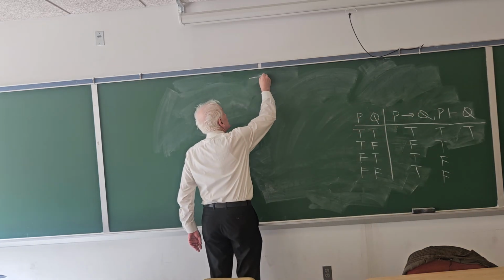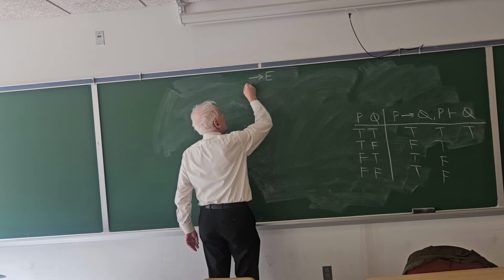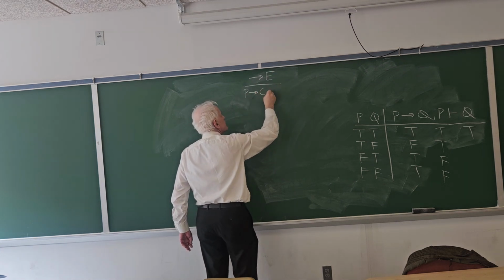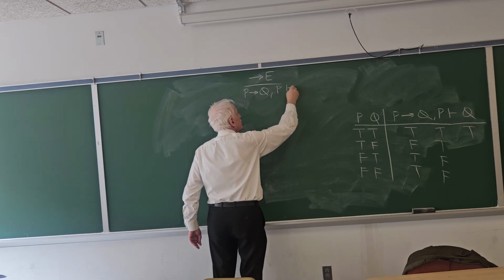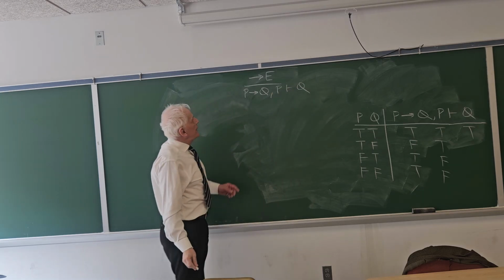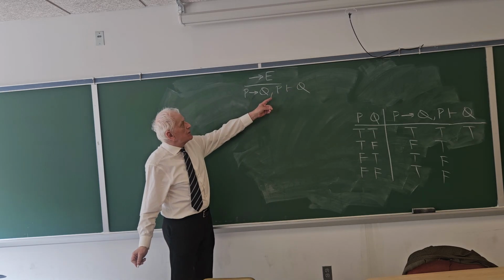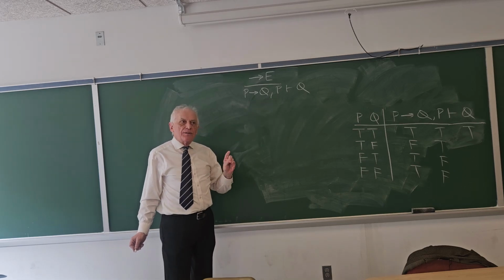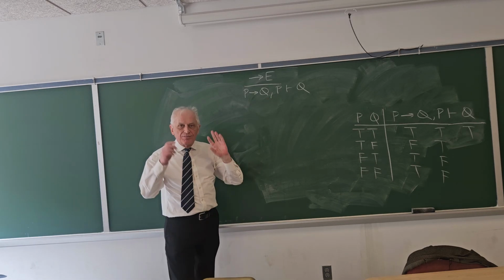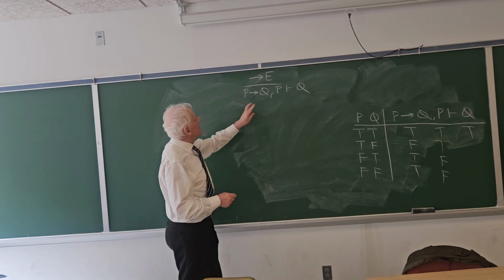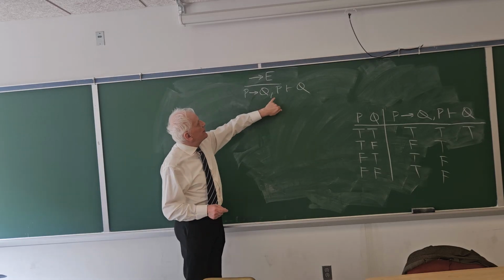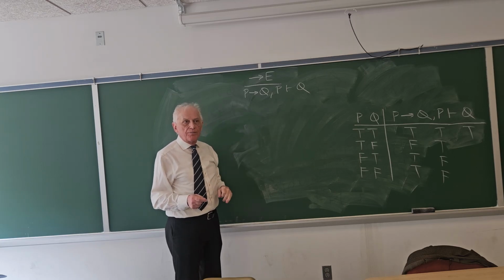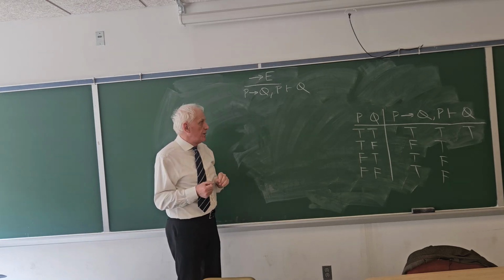And so the rule that is called in the book arrow elimination: whenever you have a conditional and you have its antecedent, then you can prove its consequent. That is a valid sequent.